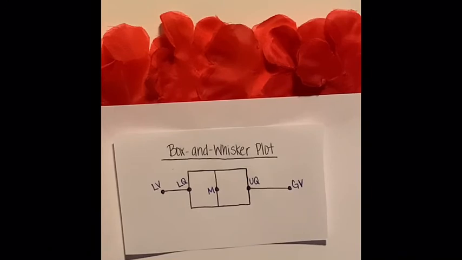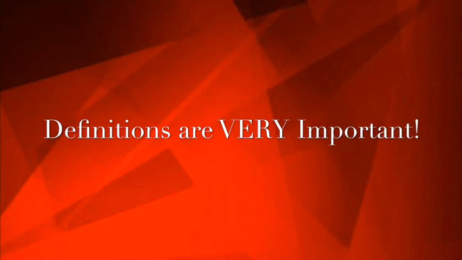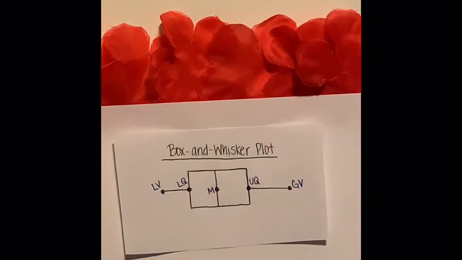So now I've gone through the definitions of all 5 points in a box-and-whisker plot. Please understand that you must know the definition in order to find the values. The definitions here are very important. That's the most important part. You must know the definitions in order to find the values.